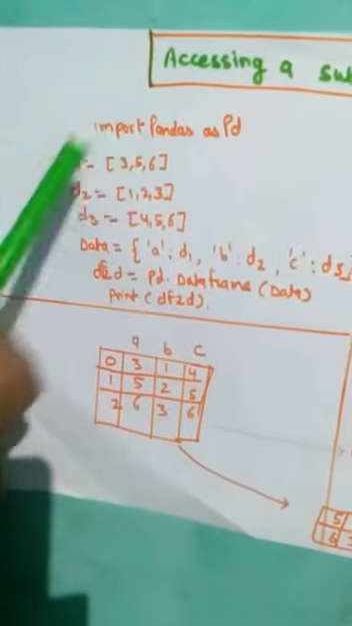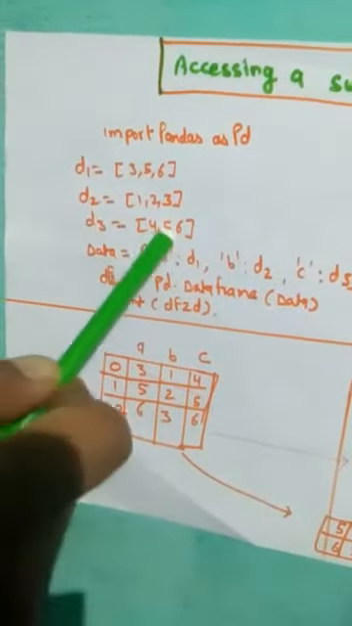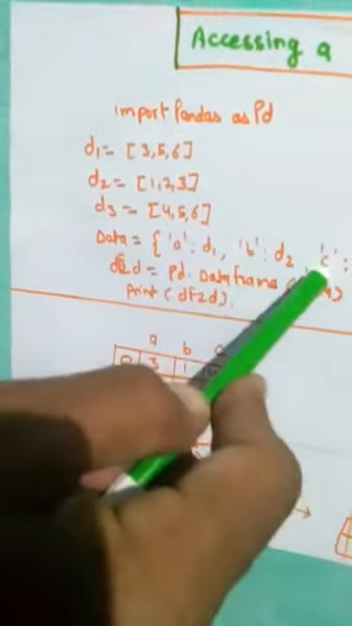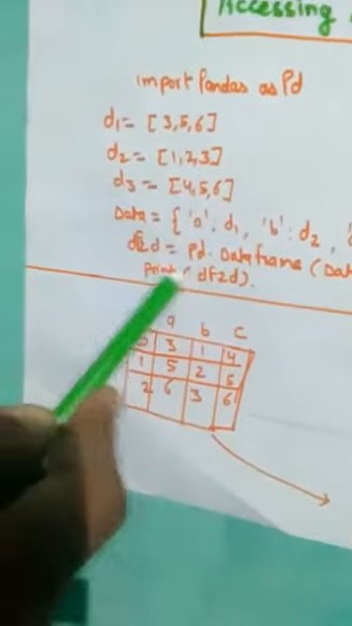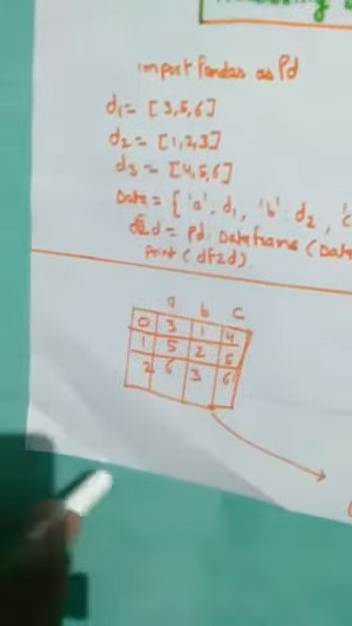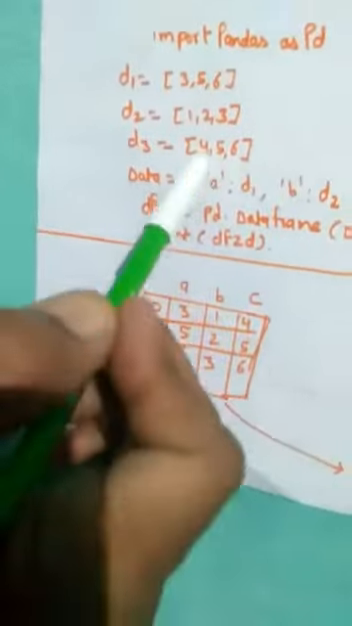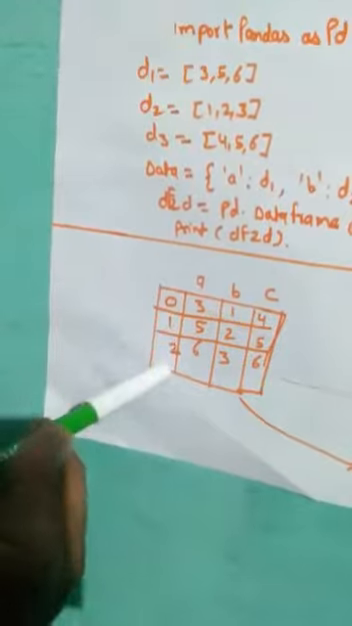Import pandas as pd, D1 is equal to 356, D2 is equal to 1, 2, 3, D3 is equal to 4, 5, 6. We have mentioned it. Now data is equal to a dictionary, A index D1, B index D2, C index D3, df2d is pd dot DataFrame data, print df2d. Now when it will print, what will print? A column value will be 356, B column value will be 1, 2, 3, and C column value will be 4, 5, 6, and the index it will take by default index 0, 1, 2.